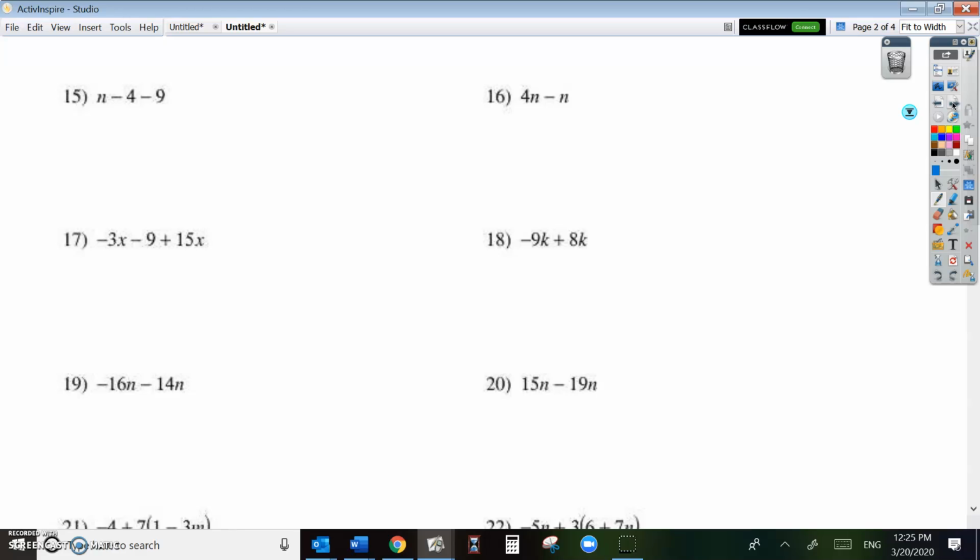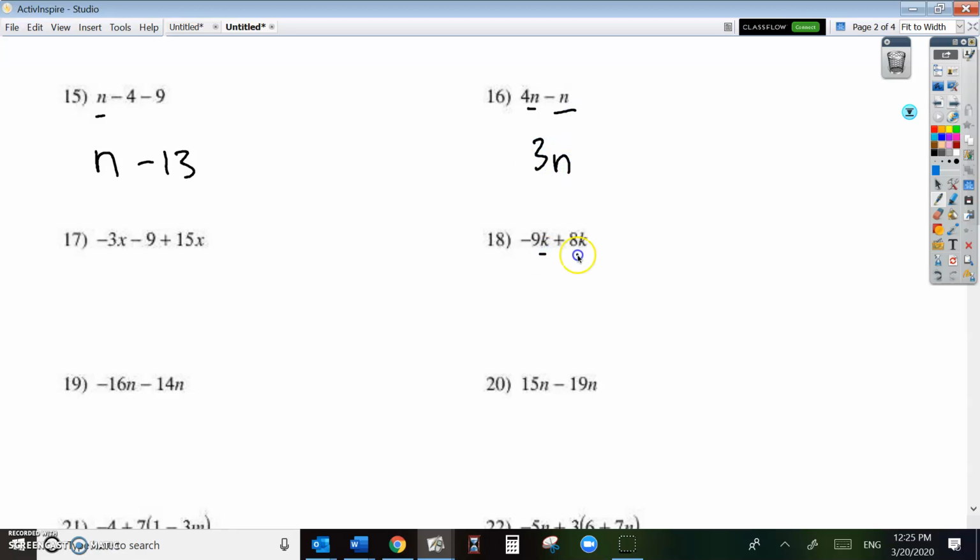This one has an n. Those two do not. N can't be combined with anything. So combine minus 4 and minus 9 together to get minus 13. That's all you can do there. This has an n, this has an n. 4 minus 1 is 3n.